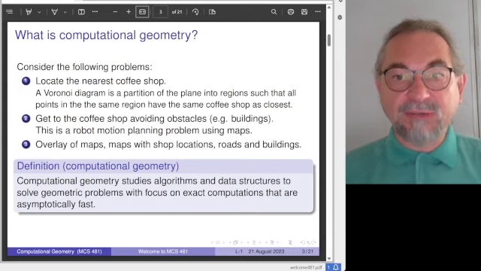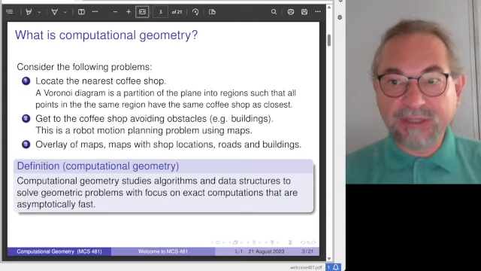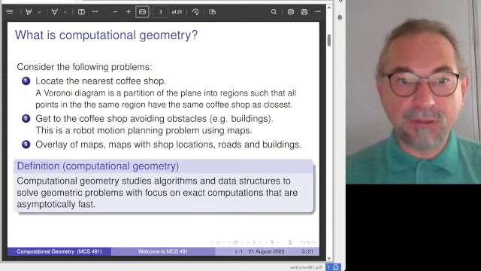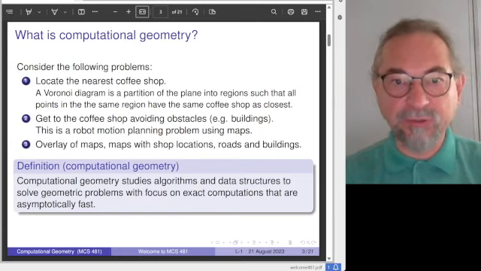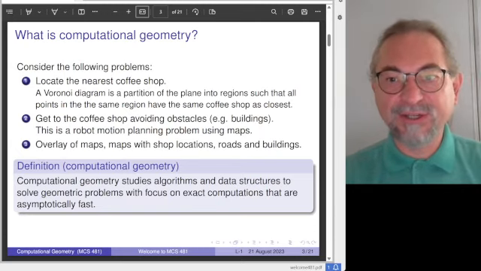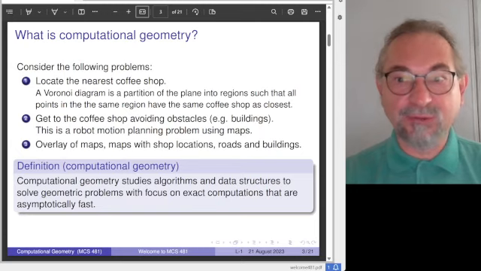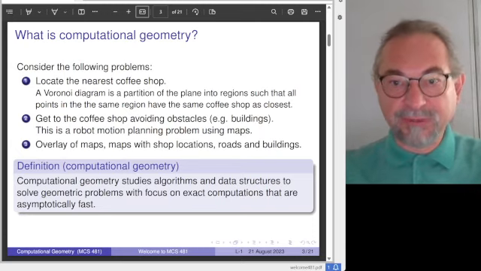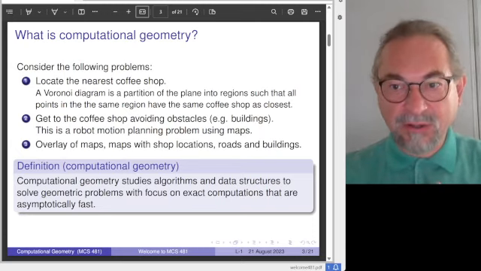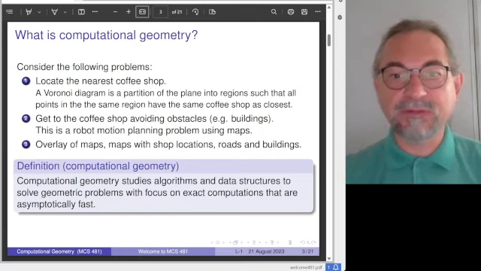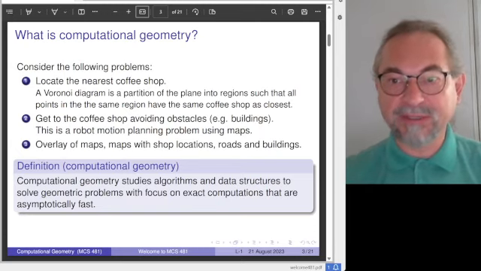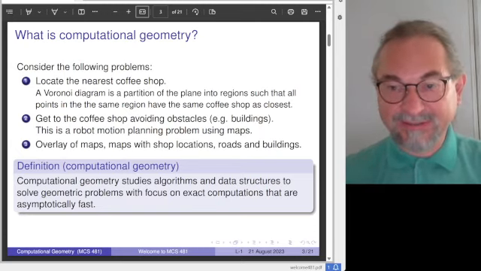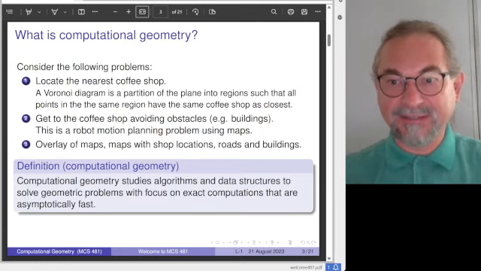All right, what is actually computational geometry? Imagine the following problem. You are on your way to work and you really need a shot of coffee, so you want to get the nearest coffee shop. But of course, you are walking in an urban environment, so you cannot go straight through the buildings, so you have to avoid the buildings. And you can imagine that you are sending your robot away.